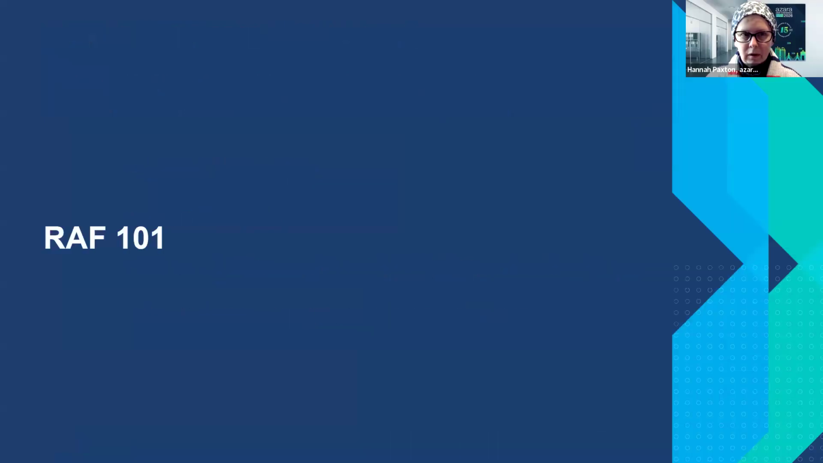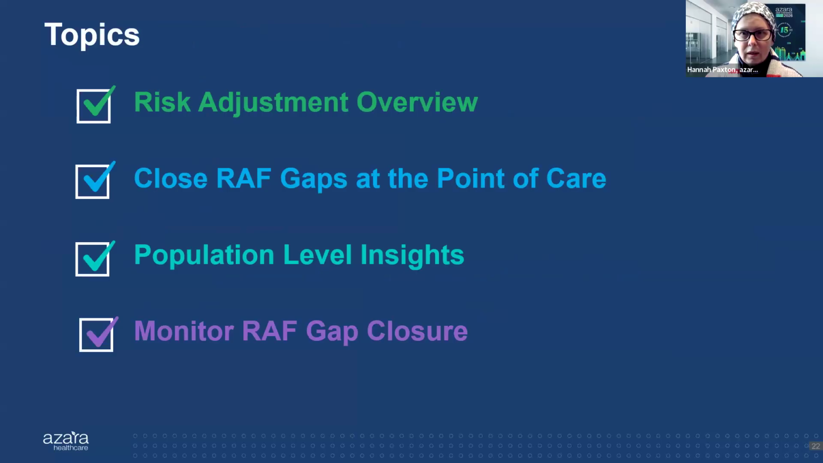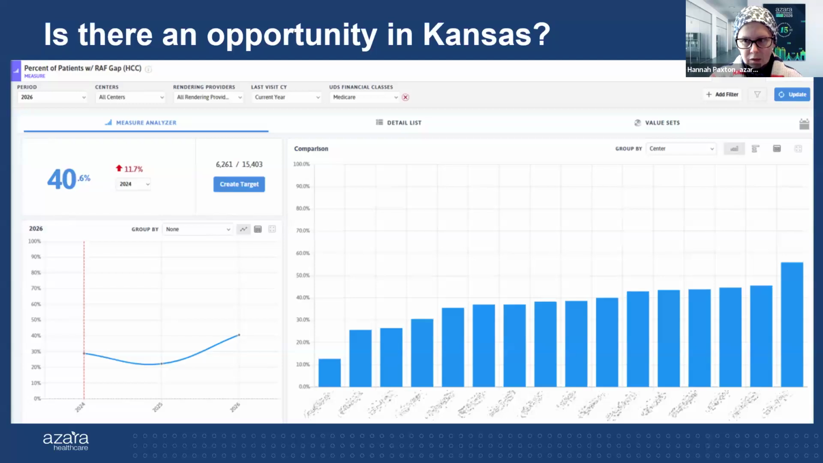Okay, so RAF. What even is RAF? How can we address RAF gaps at the point of care? And what are some ways that you can keep an eye on what is happening with your population? So we pulled this slide. This is all centers in Kansas that use drives.